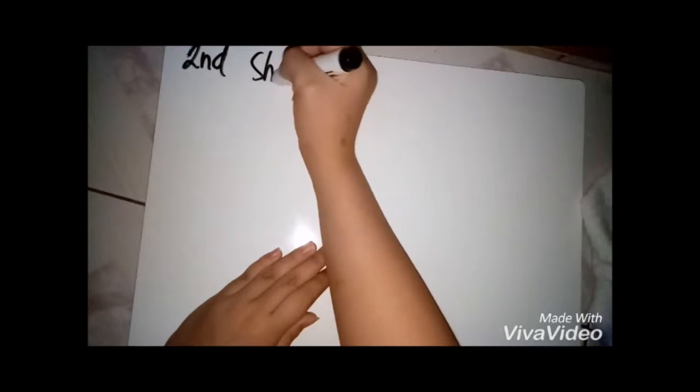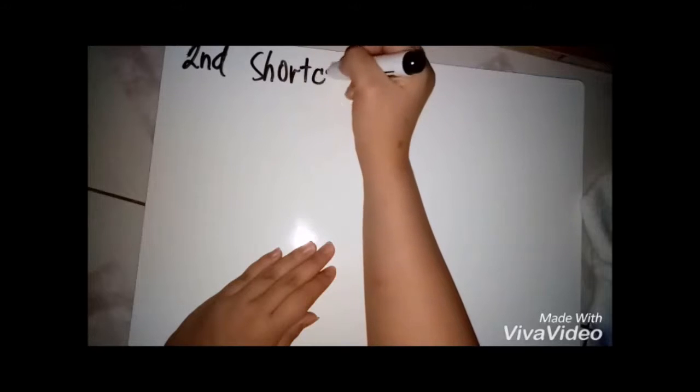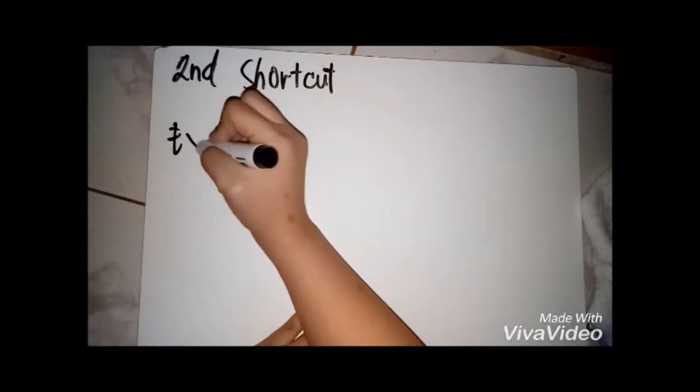We proceed to the second shortcut. The second shortcut is about fractions, but take note, it is only applicable to binomial by monomial, binomial by binomial, and monomial by binomial. So we have example number 4.